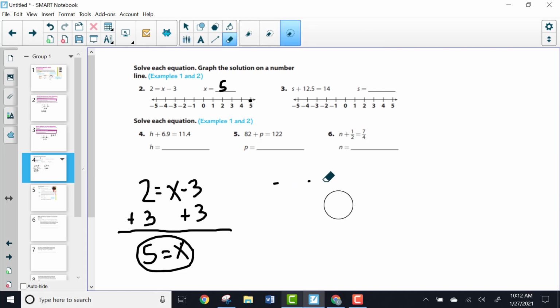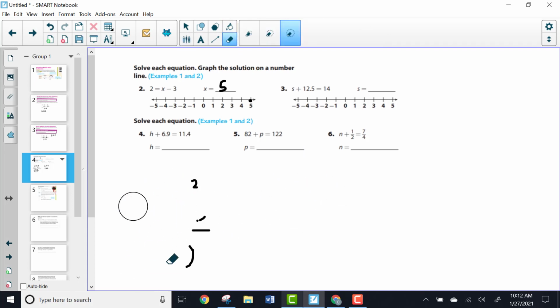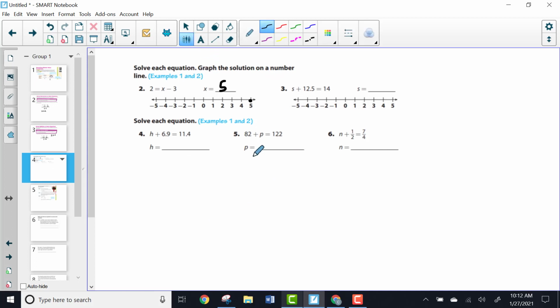All right, let's take a look at the next one and let's do this together. So first step is writing it out. You have to write this out. Very important to do that. s plus 12.5 equals 14.